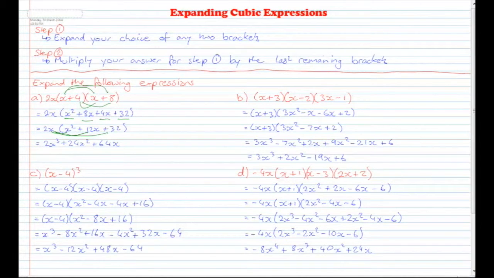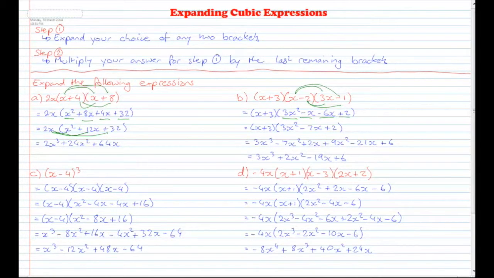For part B now it says x plus 3 multiplied by x minus 2 multiplied by 3x minus 1. So let's go through and expand the last two brackets once again. So you're going to get x times 3x is equal to 3x squared, x times negative 1 is equal to negative x, negative 2 times 3x is equal to negative 6x, and negative 2 times negative 1 is equal to positive 2. Alright, going through and combining the like terms, you get negative x minus 6x is equal to negative 7x that you can see here.